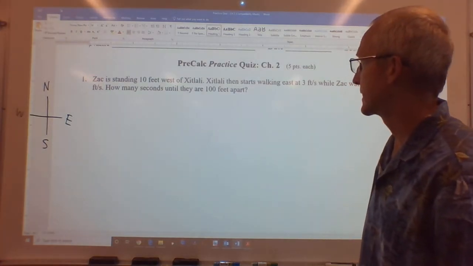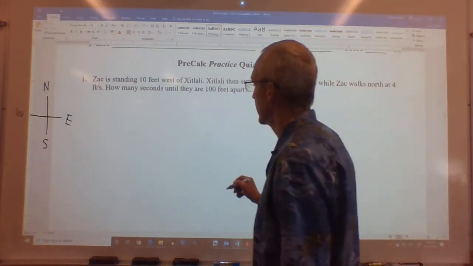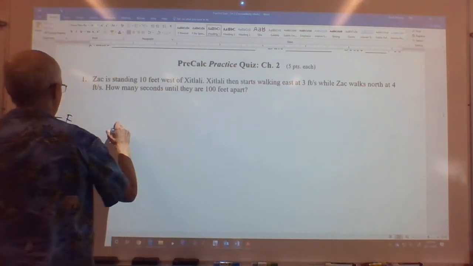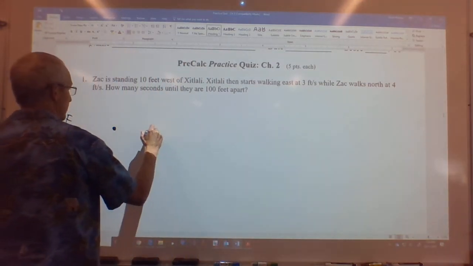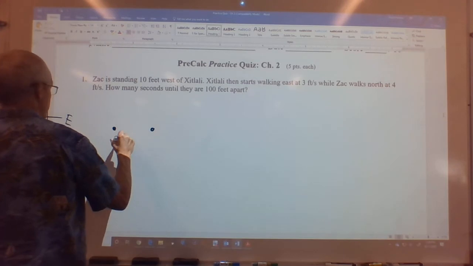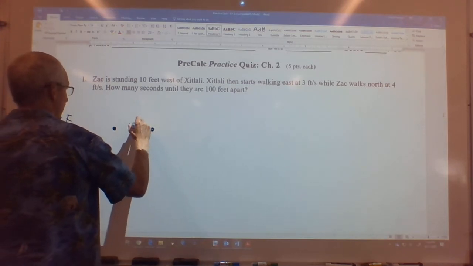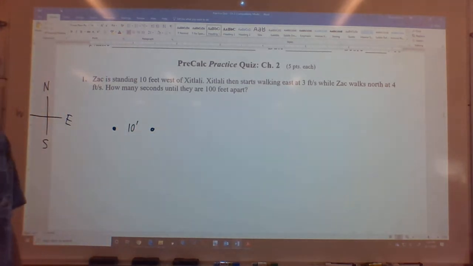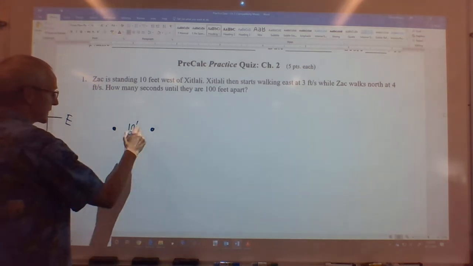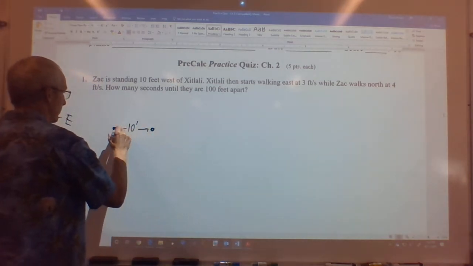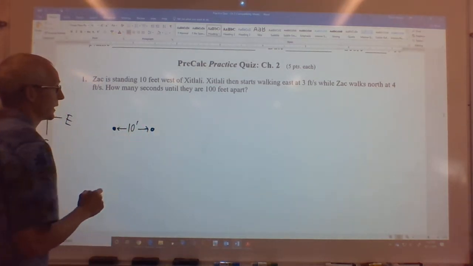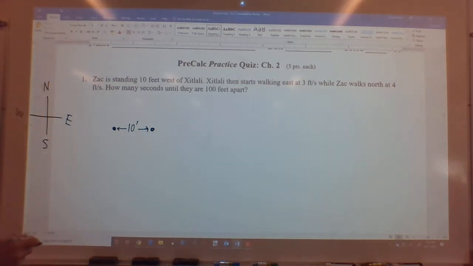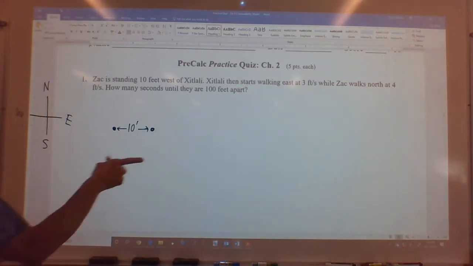So 10 feet west. So here's Zach, he's west. Here's Zitlali, east. So this is 10 feet. And you can put a little mark like that. It means feet too, so you don't need to write feet all the time. So they're 10 feet apart.